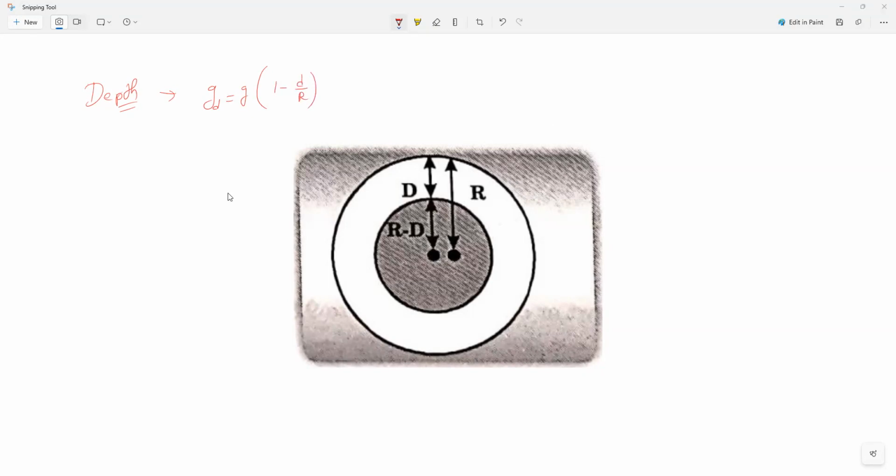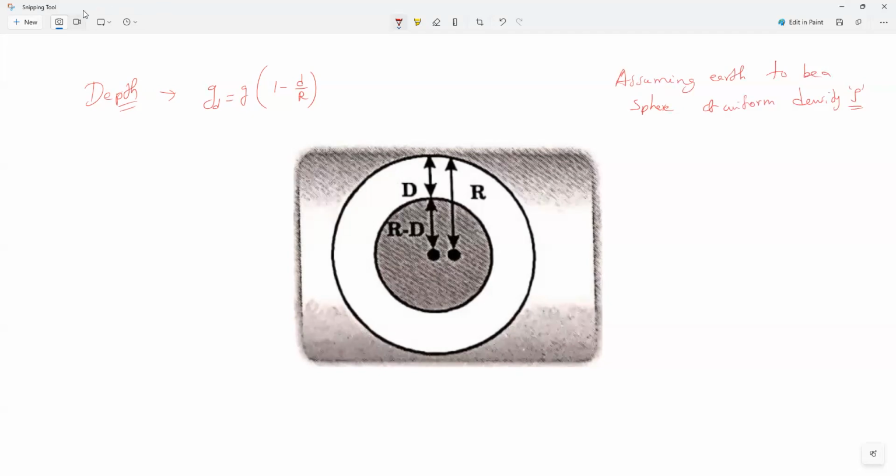That's the formula. Now for calculating this, please assume Earth to be a sphere of uniform density. Write it: assuming Earth to be a sphere. Sphere means it is a particular shape. It is a sphere of uniform density. What is the symbol of density? Rho. Uniform density.